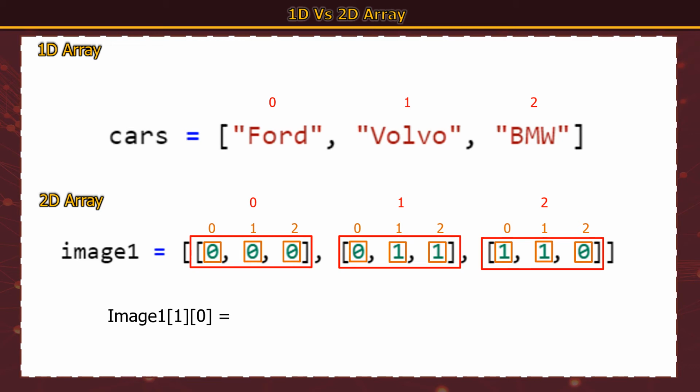So image 1, I want to grab 1, 0. Which one do you think that would grab from, okay? So it would in fact grab this one here, because it goes to the red index, which is 1, and then it goes to the orange index, which is 0, so it would grab 0, okay?